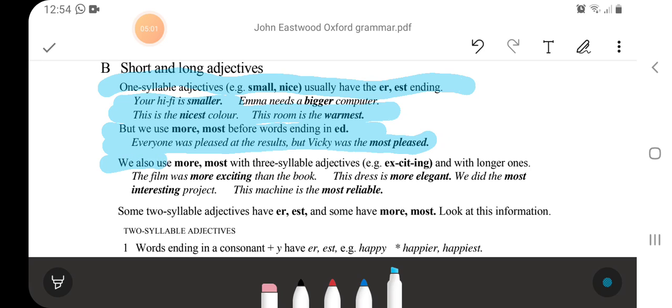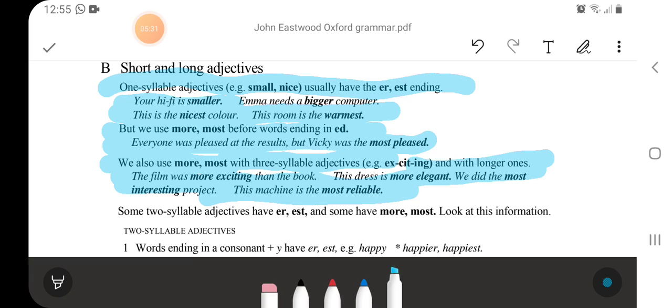We also use more, most with three-syllable adjectives. Number one, whenever an adjective ends in ed, its comparative and superlative forms will be more and most. Number two, if it has more than two syllables, like exciting, it has three syllables, then we will use more or most, right? I think it's clear now.